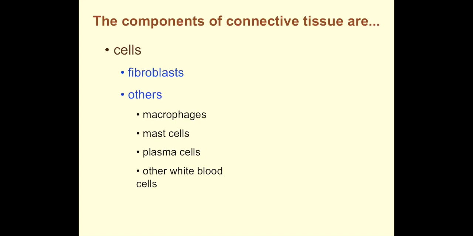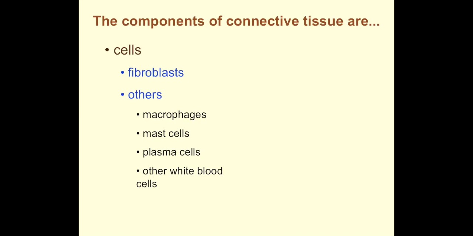Mast cells are resident cells within there which can initiate immune responses and inflammatory responses. Plasma cells, again, they can produce immunoglobulins or antibodies, again, part of the immune system. And then we have a number of other white blood cells.